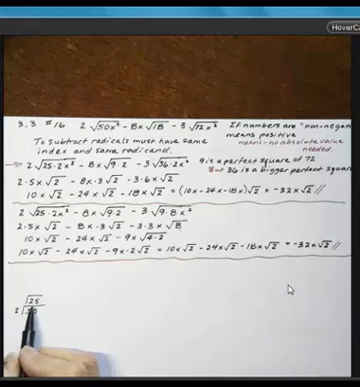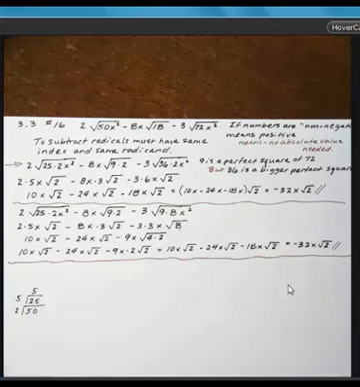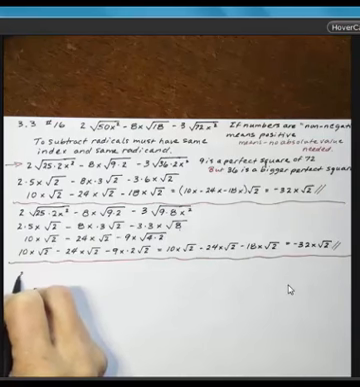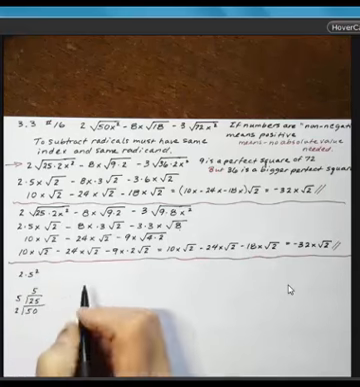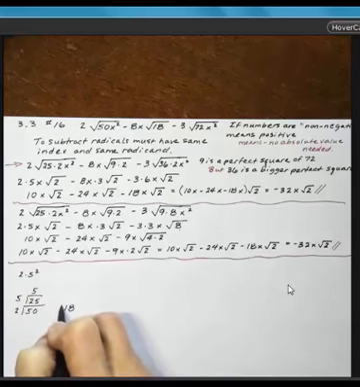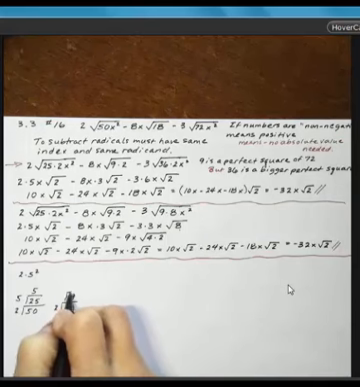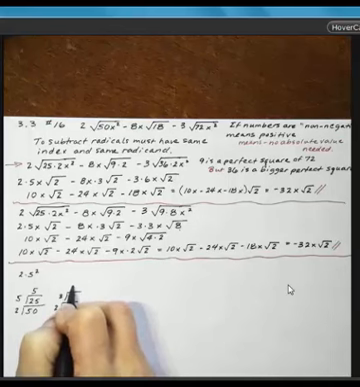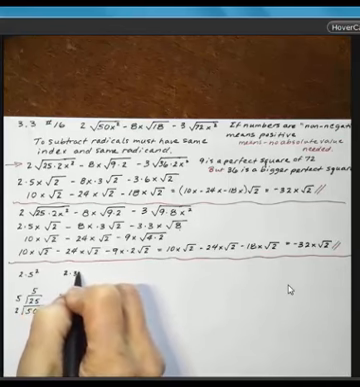Next prime number I'm going to try is 5. And 25 is divisible by 5. So my prime factors for 50, 2 times 5 squared. Prime factors for 18, starting off again with 2. 2 does work. 18 divided by 2 is 9. 9 is 3 times 3. Prime factors of 18, 2 times 3 squared.